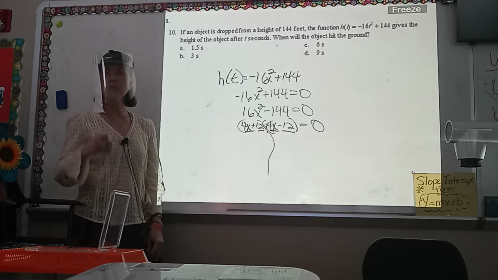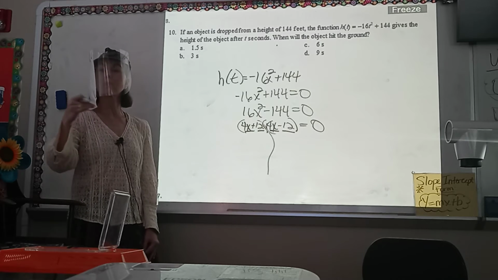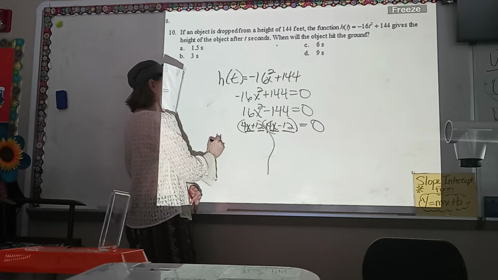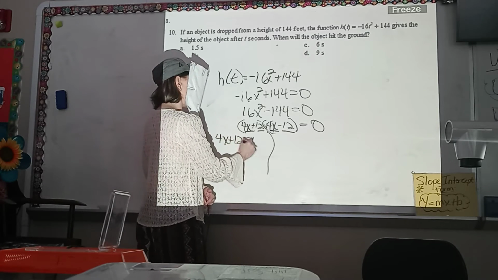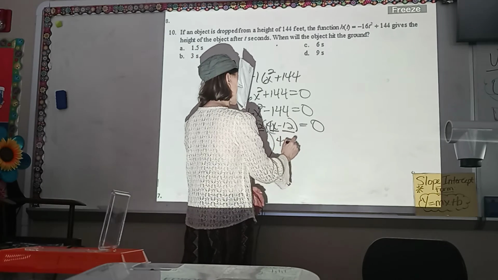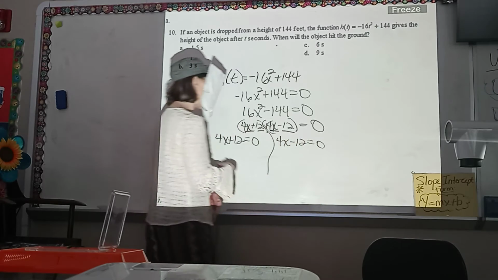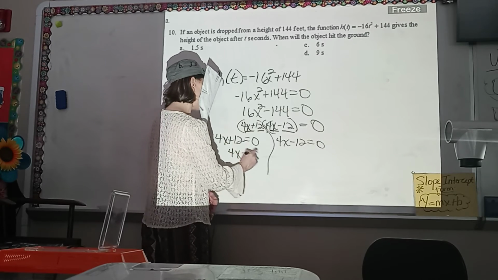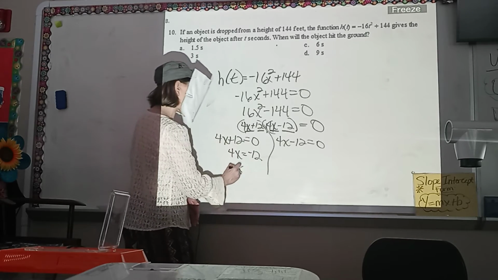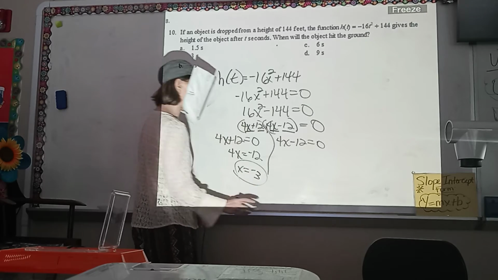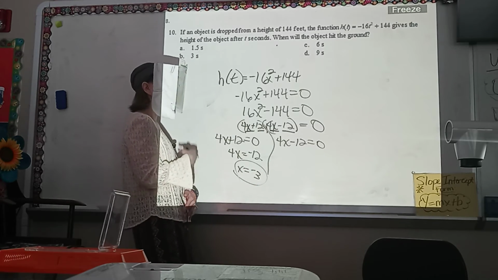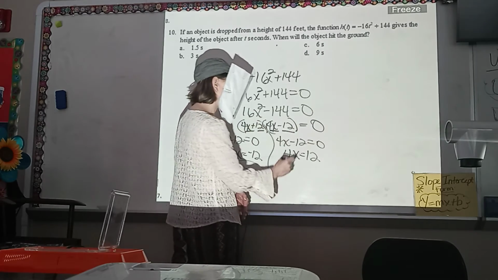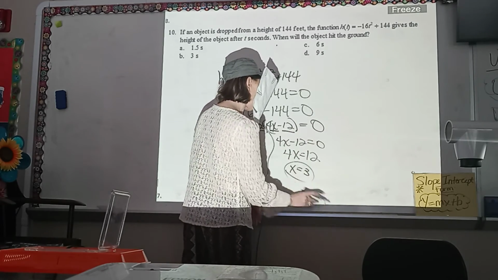We have to set each binomial equal to 0. So you're writing this as I'm writing it. We have 4x plus 12 equals 0, and 4x minus 12 equals 0. We subtract 12 from both sides, and we get 4x equals negative 12. Divide by 4 on both sides, x equals negative 3 on the left. Then we add 12 to both sides, so we have 4x equals 12. Divide by 4 on both sides, x equals positive 3.